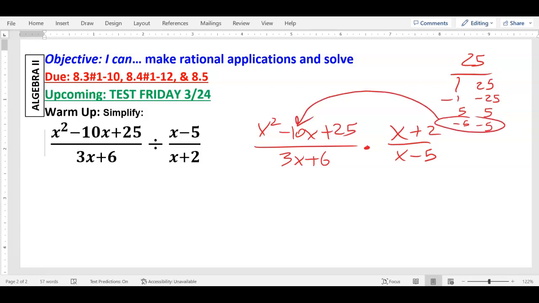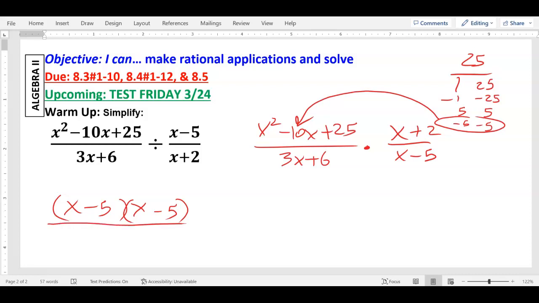So I'm going to rewrite this whole thing again. The top is now going to be 2 parentheses. It's going to be x minus 5 and x minus 5. I have successfully factored this trinomial into 2 binomials. Cool? And then on the bottom, I have 3x plus 6. Can I factor 3x plus 6?